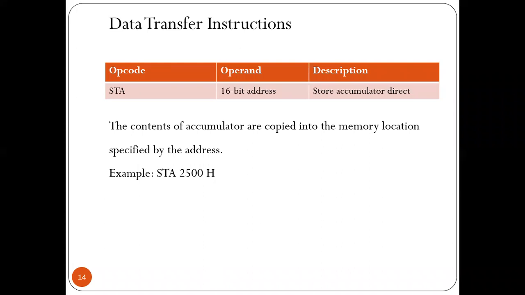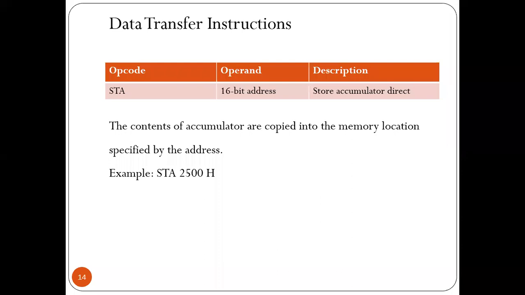For example, we have 2500H. Here, H is basically used for your memory location, right? So what will this instruction do? Let's suppose the contents of the accumulator is 500. Now 500 will be stored at the 2500 memory location after this STA instruction, right?